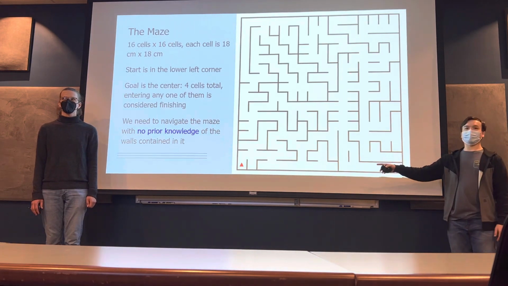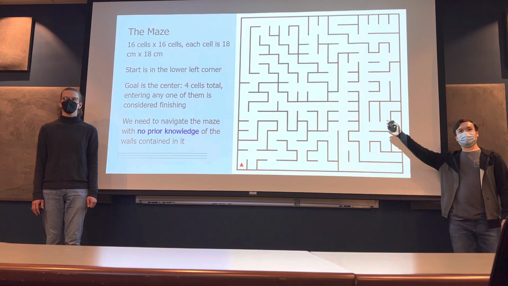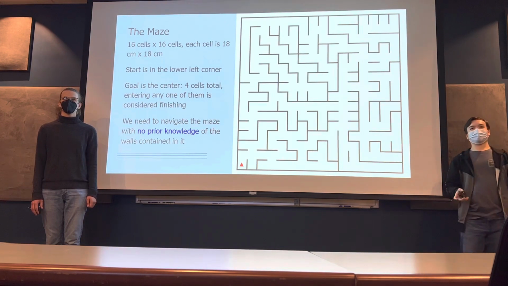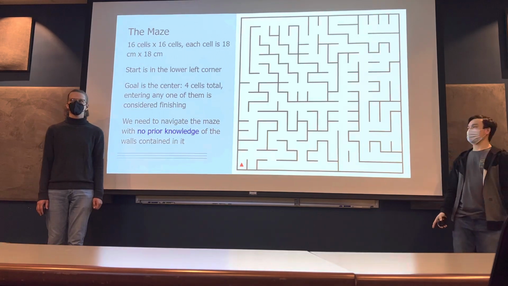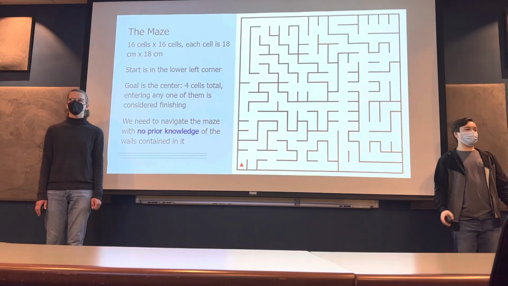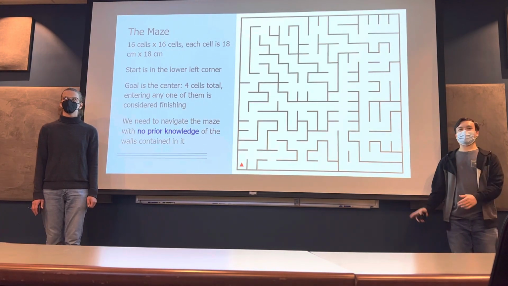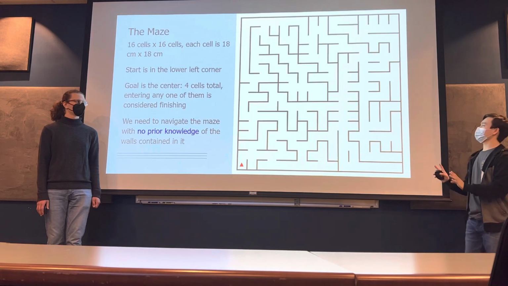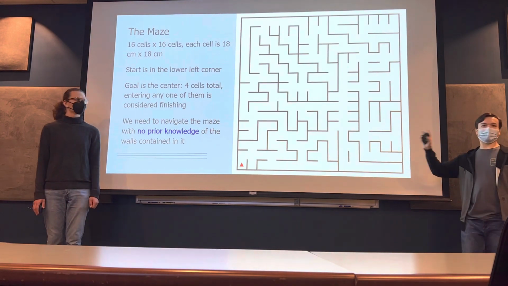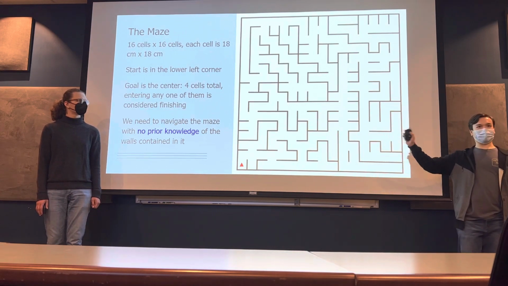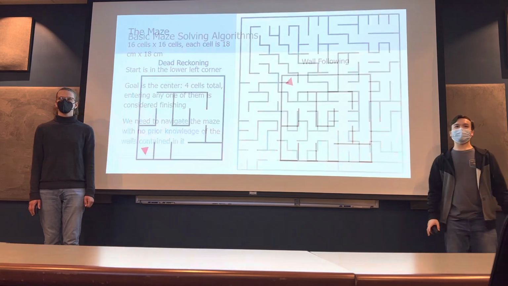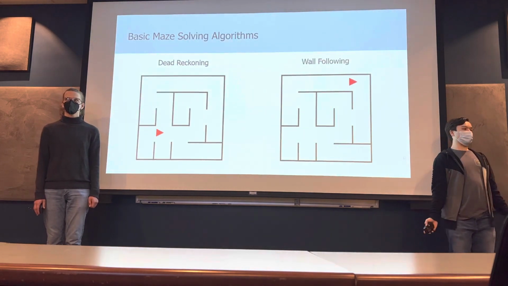Remember that we're going to be starting in the bottom left, and we'll be going towards the goal, which is the center. It's going to be like a square, so 4 cells total, and entering any one of them is considered finishing. So as long as you get there eventually, you'll finish the maze. The point of our Micromouse is to navigate this maze with literally no knowledge of any of the walls. All our mouse knows is its starting location and where it's supposed to go, and that's it. Using that information, we can start talking about maze solving algorithms.